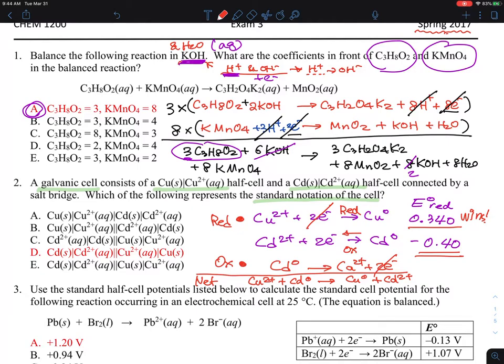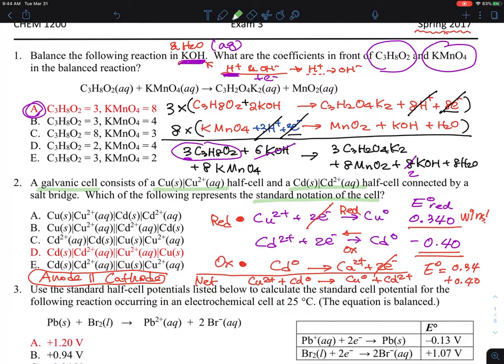So that, and then actually the E cell naught will be 0.34 plus 0.40. Okay, because of the reverse, the reduction potential should be reversed for the oxidation potential, and you just add them up. And then this half cell notation, in a very simple way, you want to write anode, salt bridge, and cathode. This is a very simplified form. There are more complicated ways of saying this. So that's what's happening.